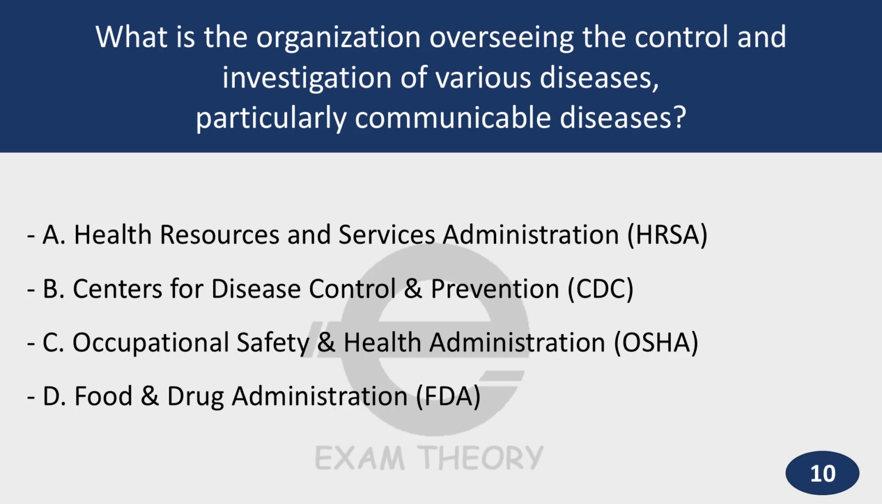What is the organization overseeing the control and investigation of various diseases, particularly communicable diseases? A. Health Resources and Services Administration, HRSA. B. Centers for Disease Control and Prevention, CDC. C. Occupational Safety and Health Administration, OSHA. D. Food and Drug Administration, FDA. The correct answer is B. Centers for Disease Control and Prevention, CDC.